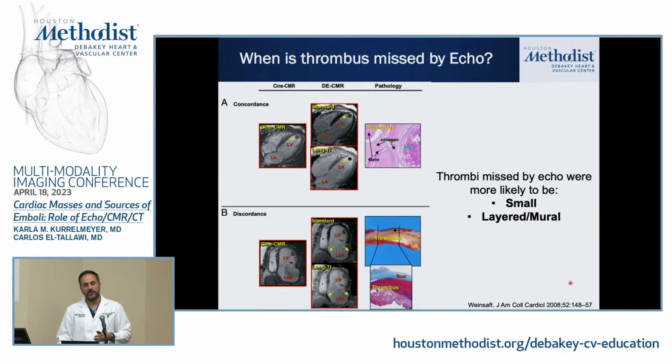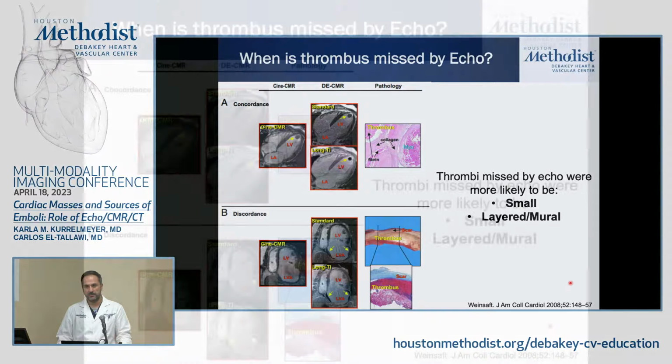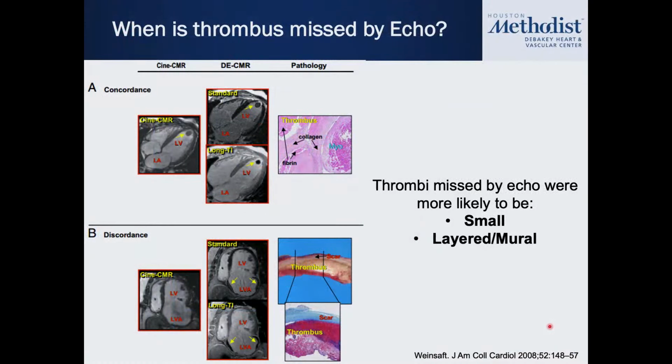Another reason why it could be missed, as we mentioned, is the mural. So specifically in this study, small thrombi and mural or layered thrombi are the ones that were missed by echo. And this is understandable, right? It would be located against the wall. You won't see any weird protrusion, right, that will trigger something. So this is usually the advantage of MRI over echo. But again, I think on echo we can always improve our acquisitions to increase the sensitivity and the specificity.